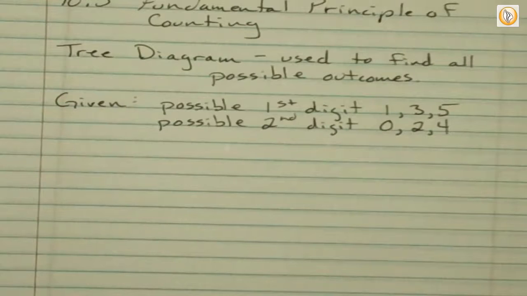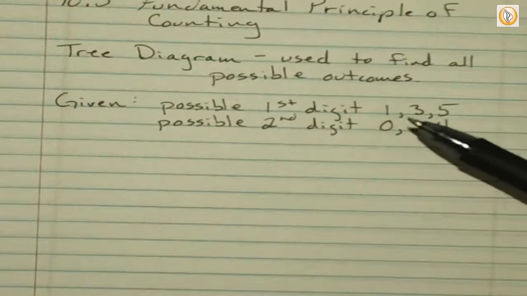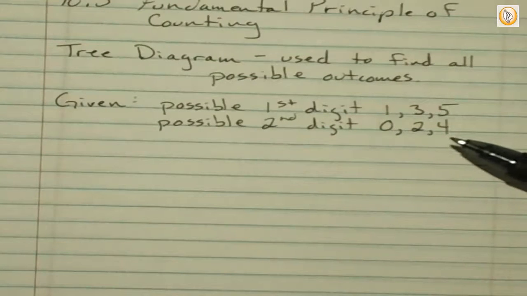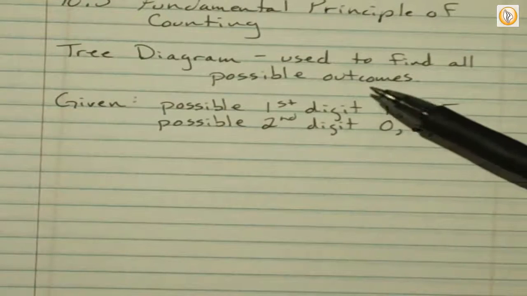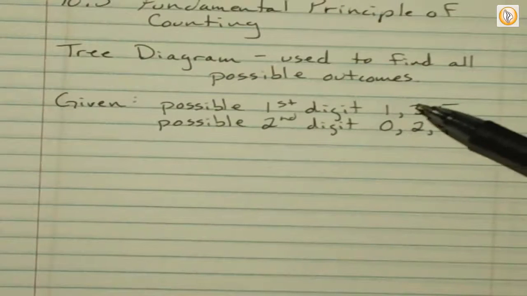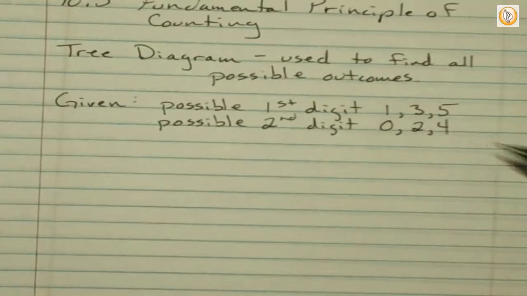And let's say if we had like a spinner and we're looking for 2-digit numbers, and the first digit can be 1, 3, or 5, and the second digit can be 0, 2, or 4. How many possible outcomes can there be? It could be 1 and 0, 1 and 2, 1 and 4, 3 and 0, 3 and 2, 3 and 4, etc. Okay? So you can sit there and count all that up.